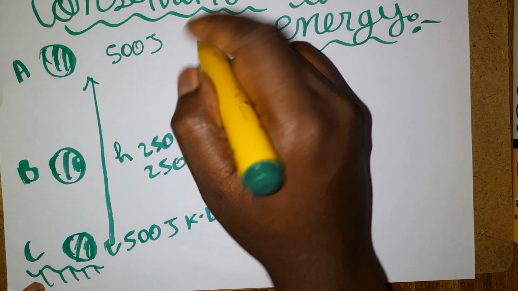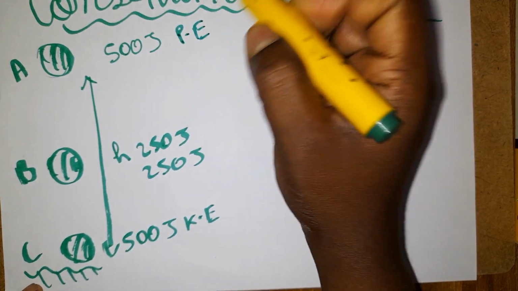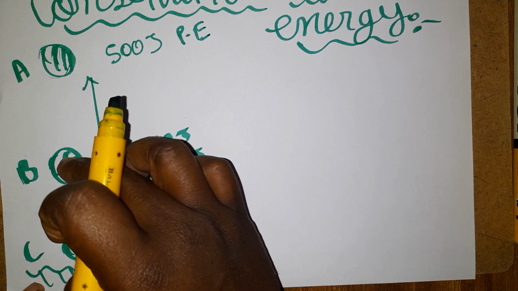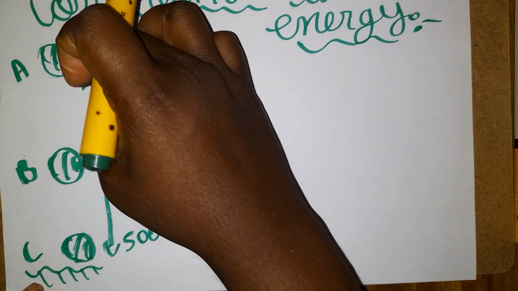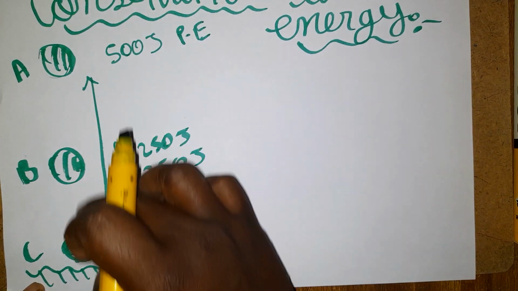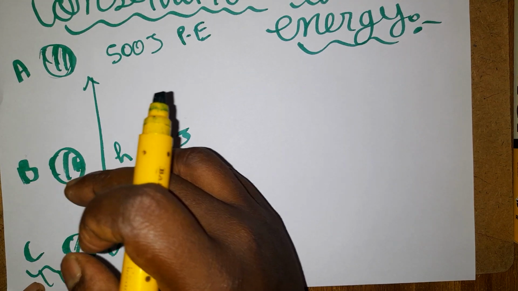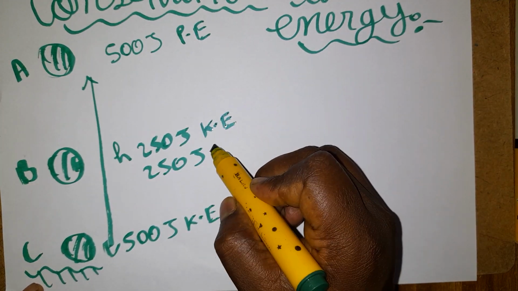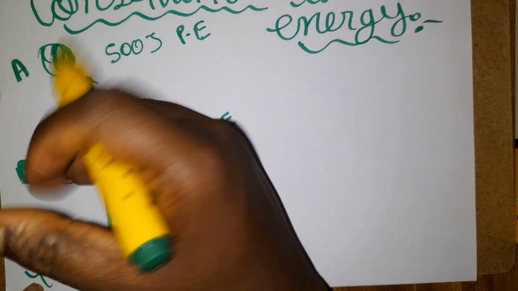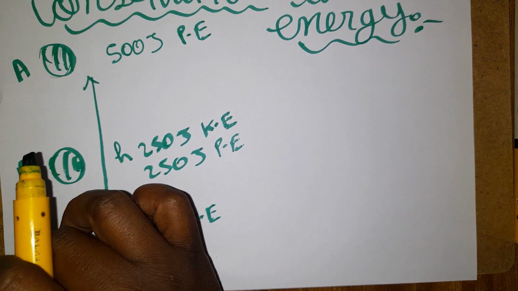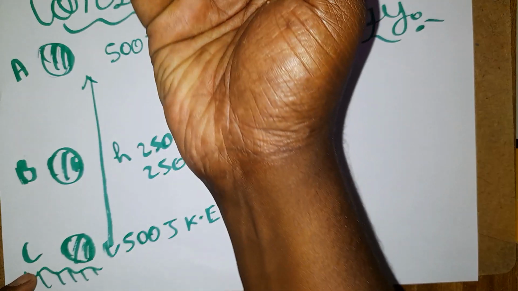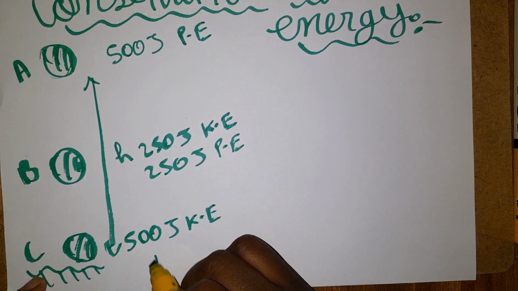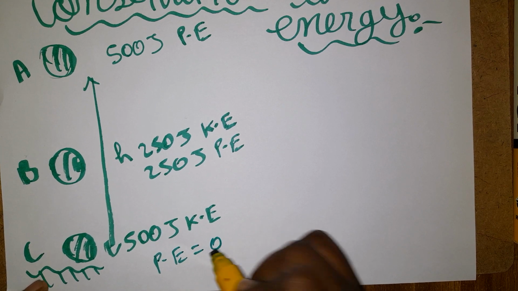At A, potential energy is maximum. When the object is dropped from some height and comes exactly to the center, this much is already converted and this much is going to be converted. So kinetic energy is going to be 250 and potential energy is going to be 250, exactly half each. When it comes to the ground, potential energy is fully converted into kinetic energy. So here kinetic energy is maximum and potential energy is equal to 0.